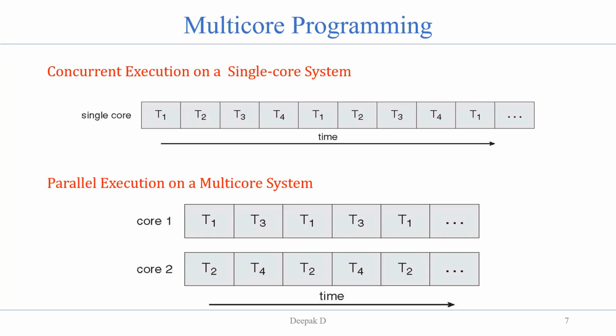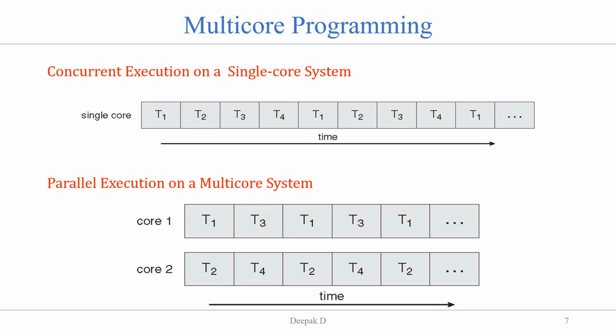The next concept is multicore programming. Nowadays you might have heard about systems which have multiple cores like dual-core, octa-core or quad-core. These systems are designed in such a way that multiple computing cores are placed in a single chip, and each core appears as a separate processor to the operating system.